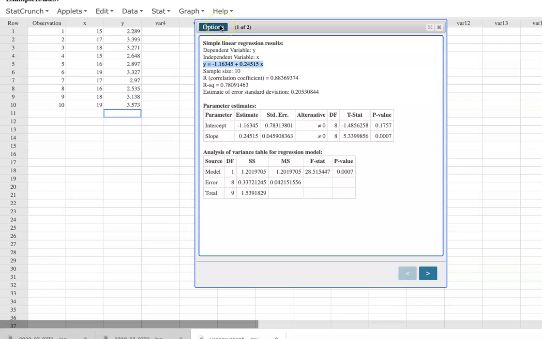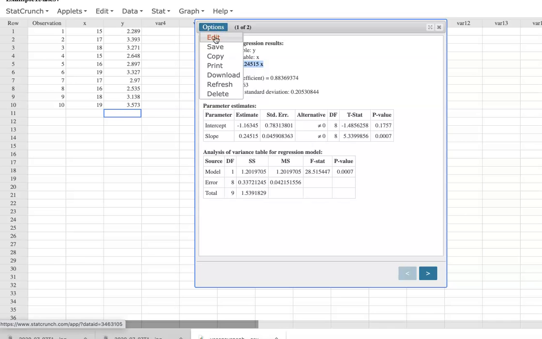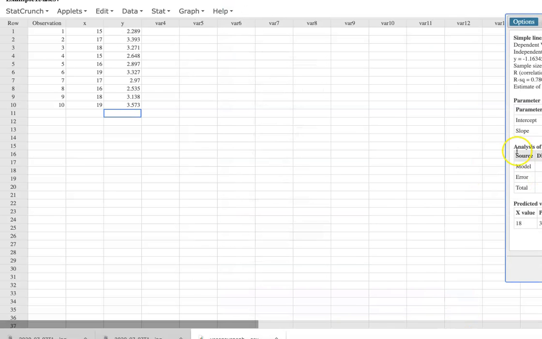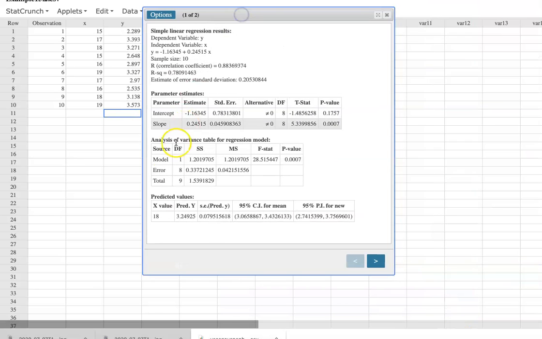The second question asks us to estimate the mean birth weight of babies born to 18-year-old mothers. I want to remind you that if you go to Edit and go to a prediction, we can predict for this 18-year-old mother by typing in 18 here. When we do that, on our output we get this predicted value. So for our 18-year-old mother, we would expect 3.2493 grams as the birth weight.